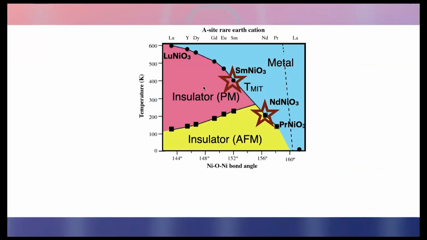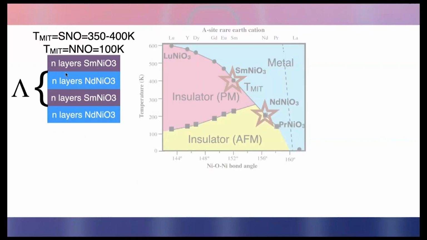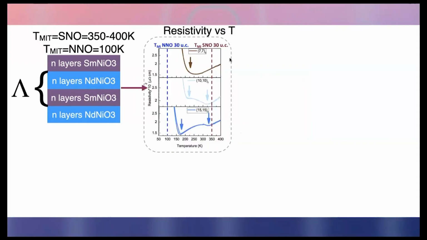Anyway, so going back to this picture, this is where samarium nickelate is on the phase diagram. This is where neodymium nickelate is on the phase diagram. So you have samarium nickelate at around 350 to 400 Kelvin. It really depends. Here it's more like 350-ish because it's a thin film. And NNO in this thin film form, again, is at 100 rather than the temperature you see here.